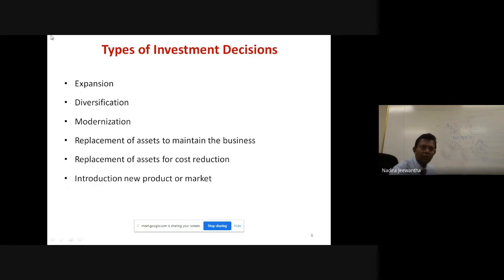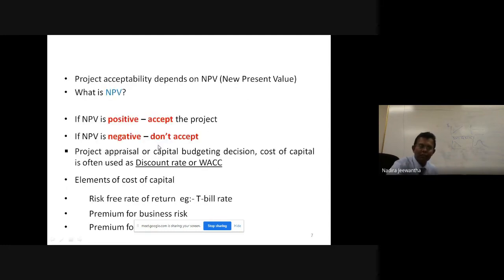Now see, types of investment decision: expansion, diversification, modernization, replacement of assets, cost reduction, anything. Purchasing an asset, purchasing a machine, that is a project. So how do you understand whether this project is viable or not? This is how you take a decision whether this project is acceptable or not.